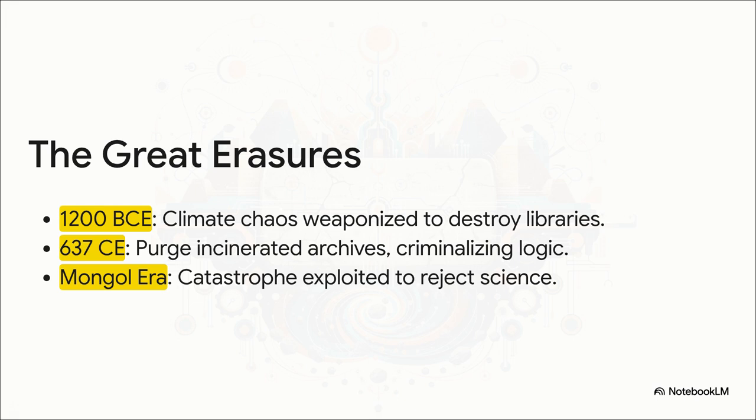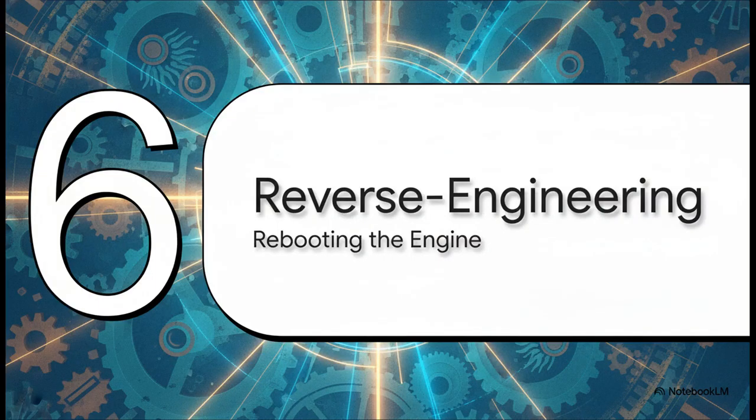We see it in 637 CE during the Sassanid Purge, which, by the way, literally criminalized probabilistic logic and incinerated vast, irreplaceable archives. And it happened yet again during the Mongol erasure, where environmental catastrophe was completely exploited by doomsayers as an excuse to reject science entirely. Let's move to and see how this builds into our final topic, Section 6, Reverse Engineering Modernity.